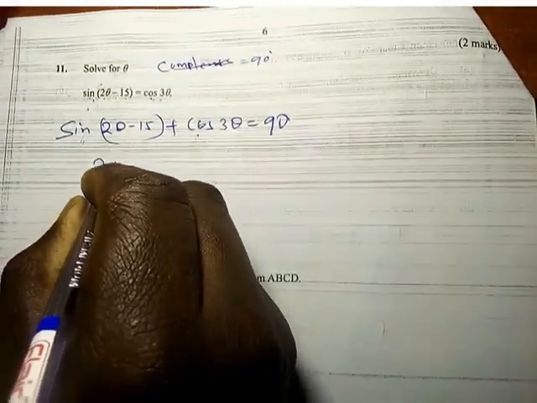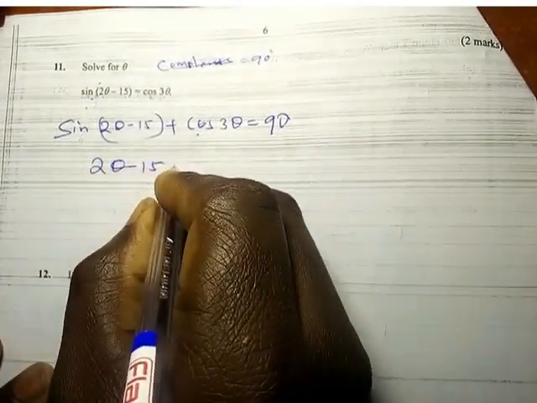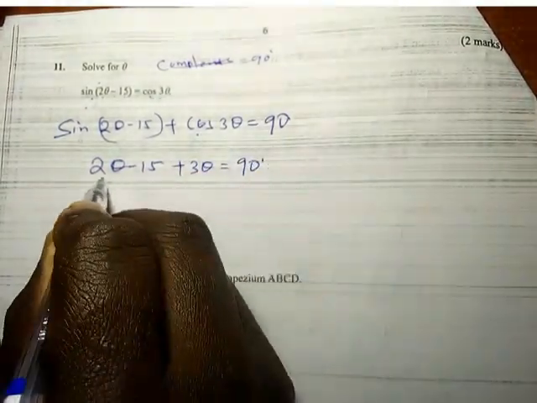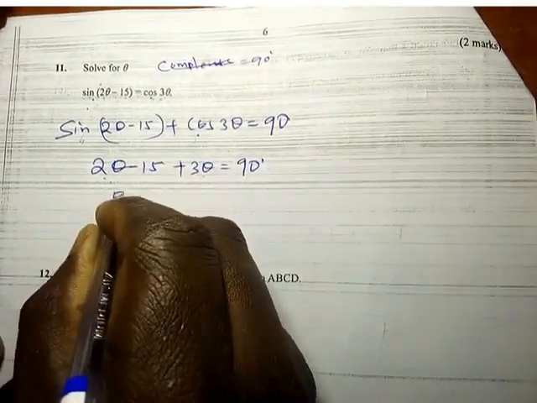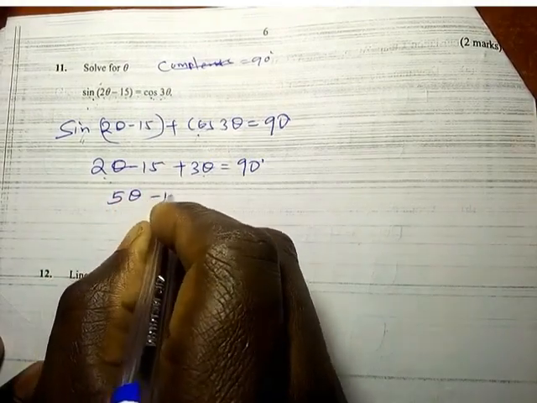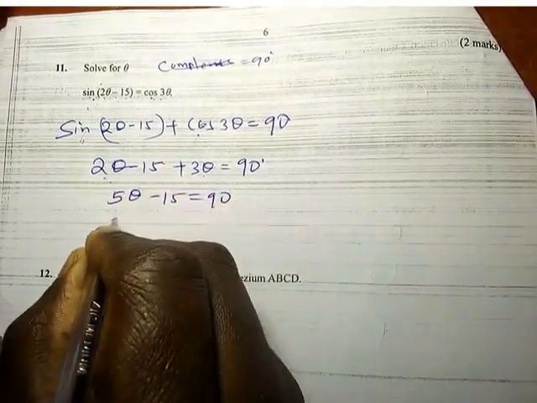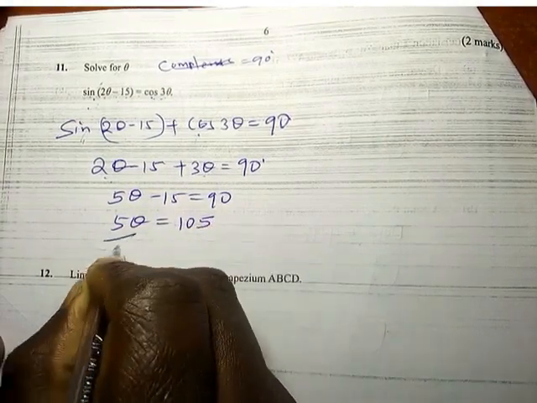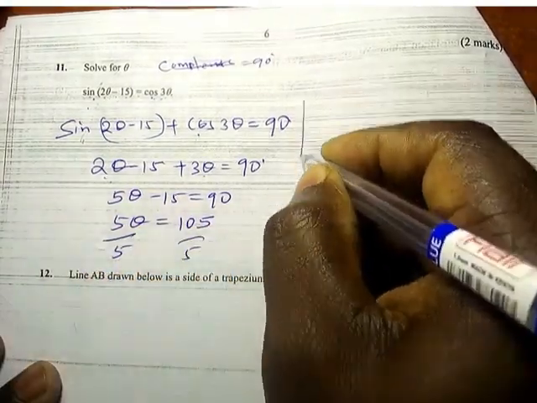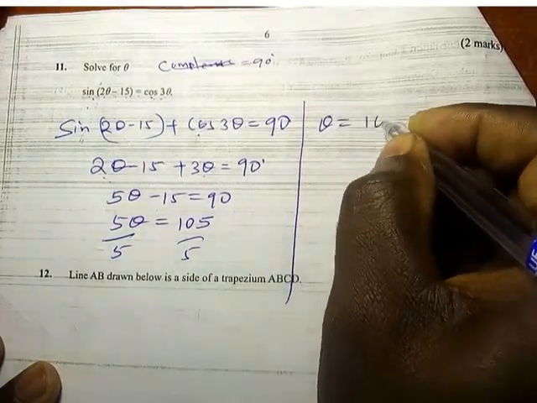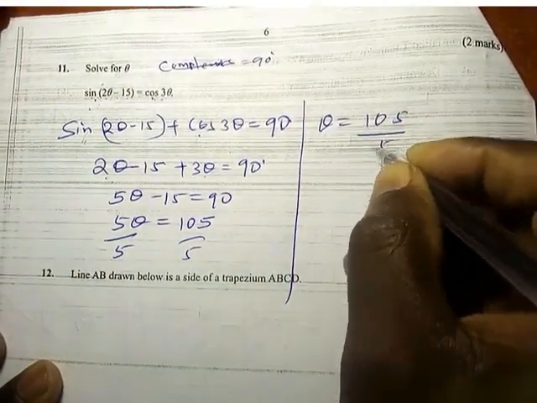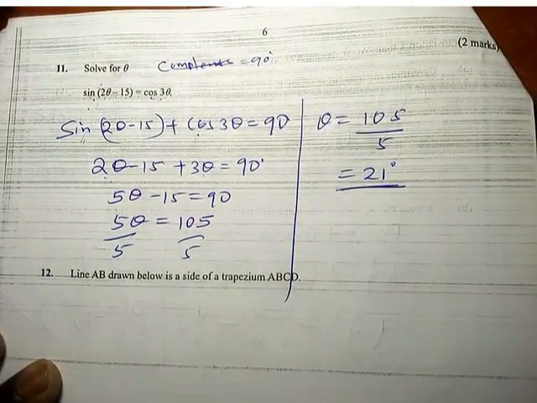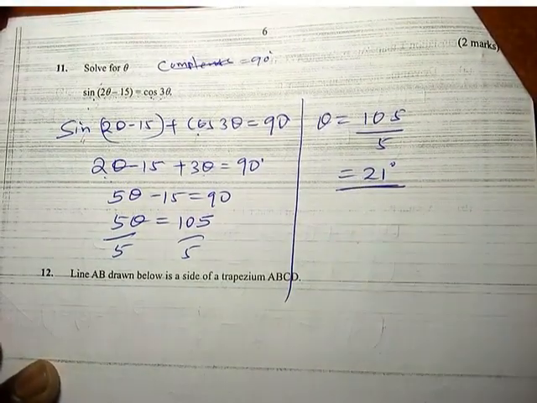So we have 2 theta minus 15 plus 3 theta, the answer is 90. So 2 theta plus 3 theta, we have 5 theta minus 15, the answer is 90. So 5 theta is equal to 105, divided by 5 on both sides. So theta is equal to 105 divided by 5, and this one is going to be 21 degrees. So theta is 21 degrees.